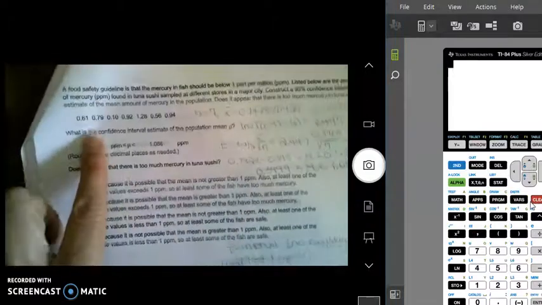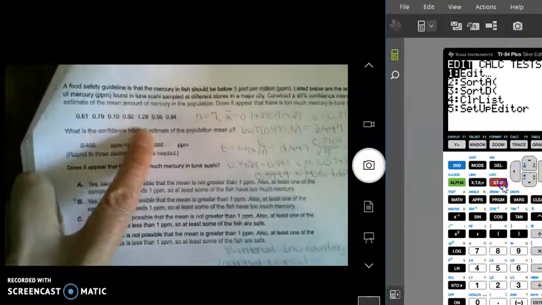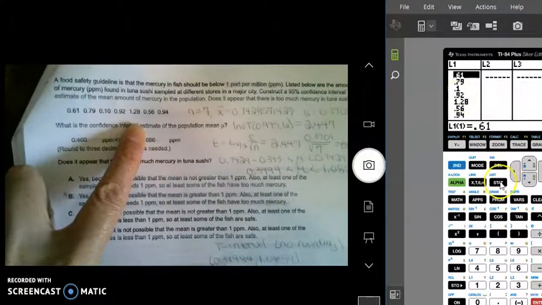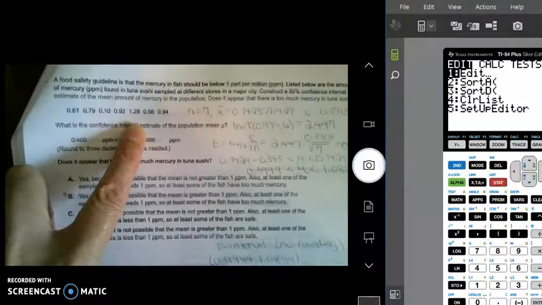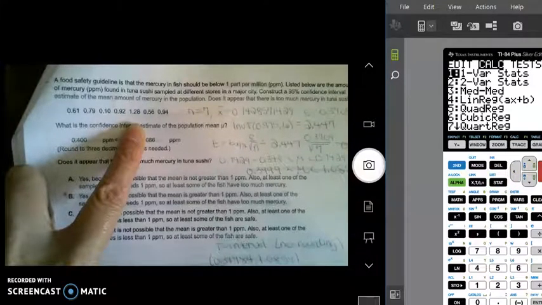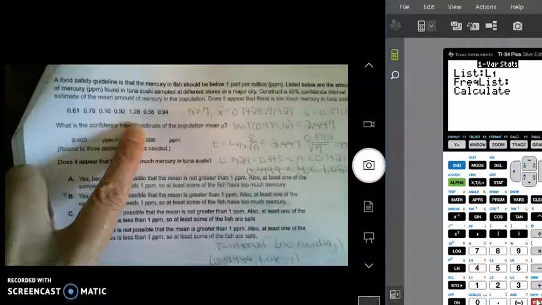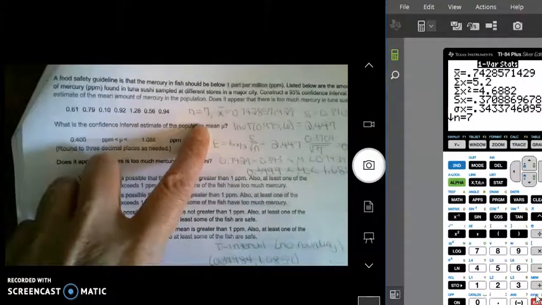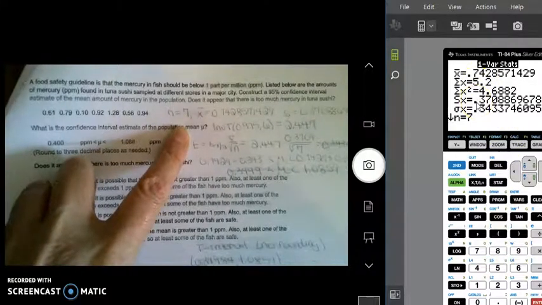First of all, I went ahead and put these in my list 1, so if you need to pause and do that, you can go ahead and put those numbers in there for you. And I went ahead and hit Stat, Calc, Enter, and I got these numbers. I got n is 7, x bar, and then s, the 3 things that we need for this one.